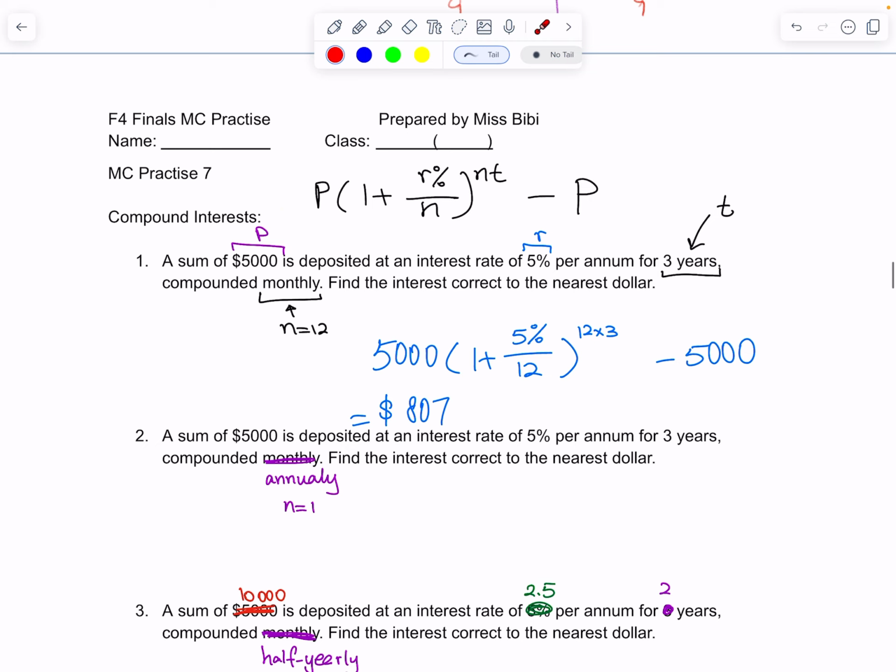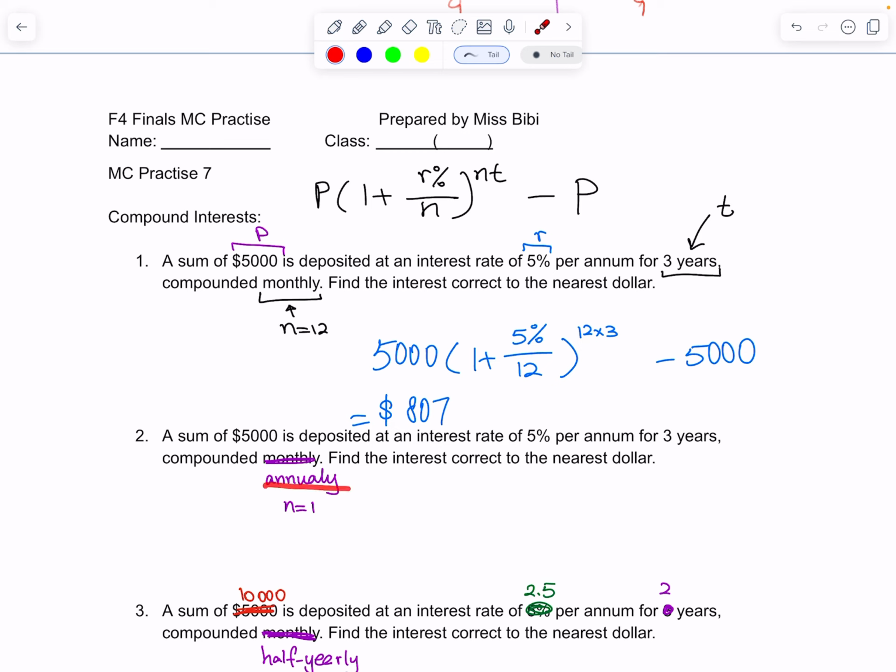Next, compound interest, junior form thingy. So you just need to remember the formula. If you don't remember, then remember it right now. This is the formula. P means the deposited amount or the money that you borrowed. R is the rate of interest per year. Make sure the word is per annum or yearly here. N means how many times it was compounded each year. If they say monthly, so your N will be 12.